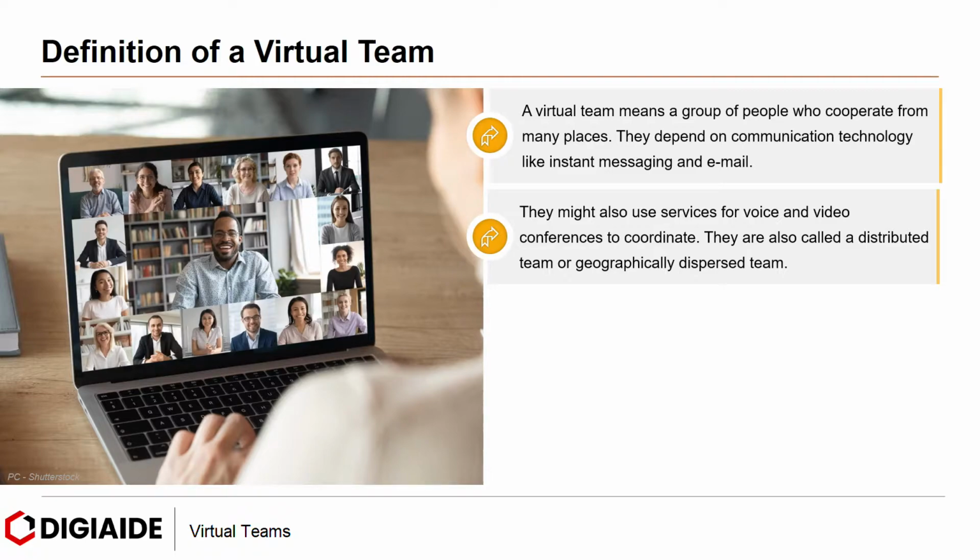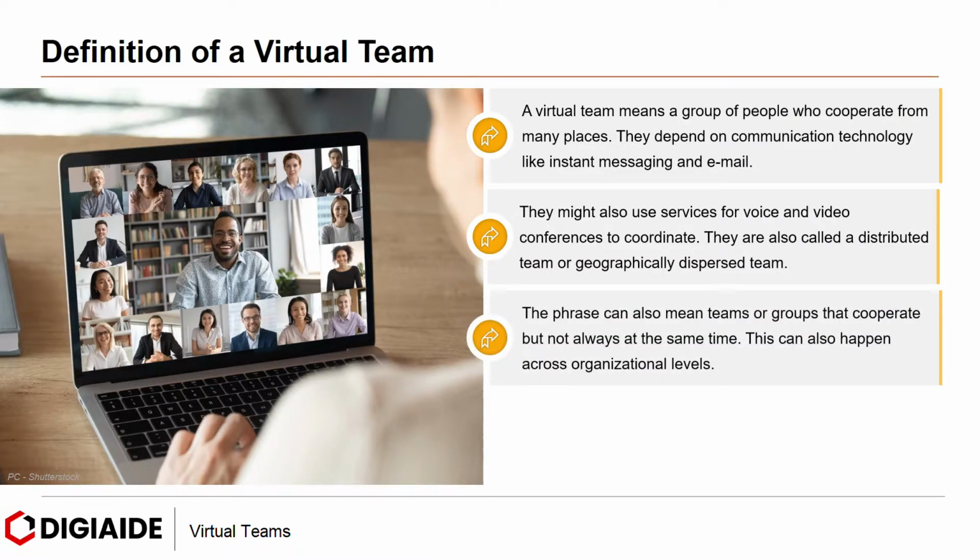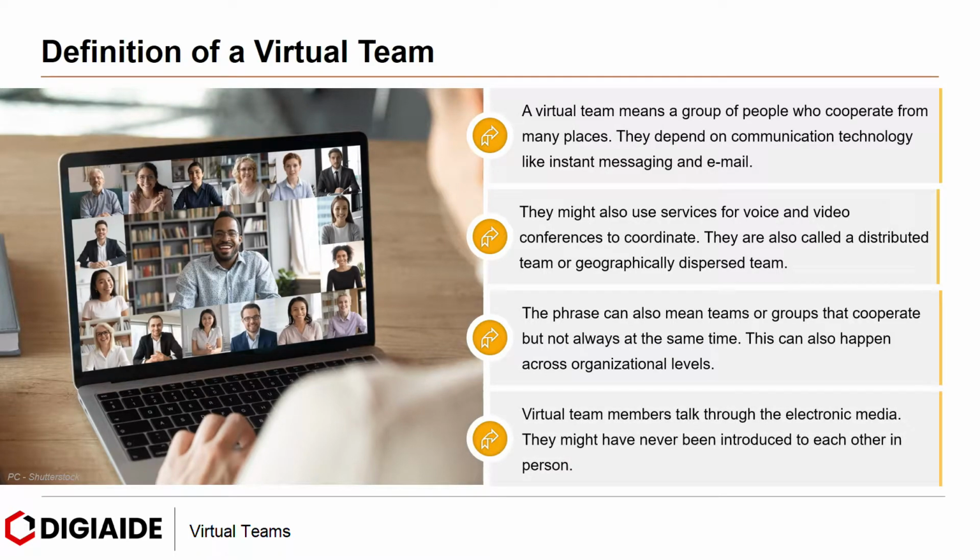They are also called a distributed team or geographically dispersed team. The phrase can also mean teams or groups that cooperate but not always at the same time. They can also happen across organizational levels. Virtual team members talk through the electronic media. They might have never been introduced to each other in person. Virtual teams are enabled by the widespread use of fiber optics technology. This has greatly enabled communicating from off-site locations.